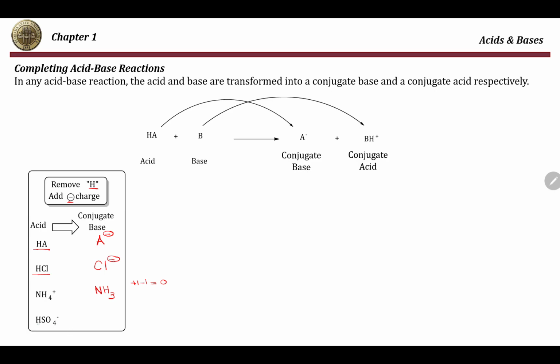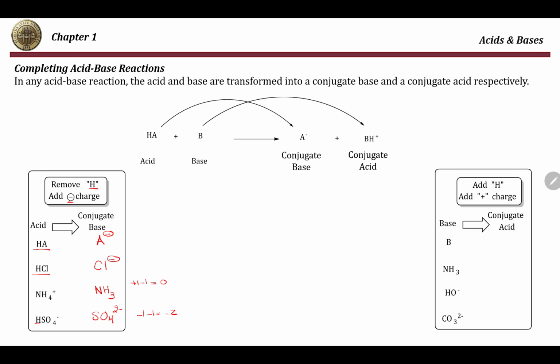In the fourth example, if I remove H, it will become SO4. We have minus 1, and we have to add another minus 1, so this is minus 2, and that's why it becomes minus 2. To convert a base into a conjugate acid, you have to add a hydrogen, and you have to add plus 1 charge.